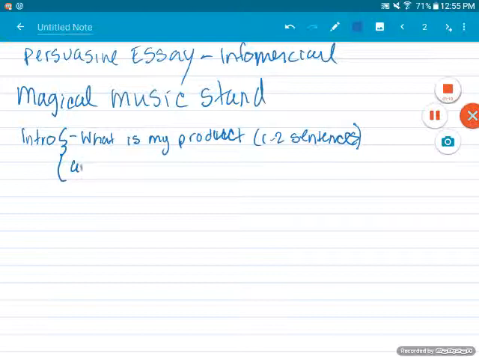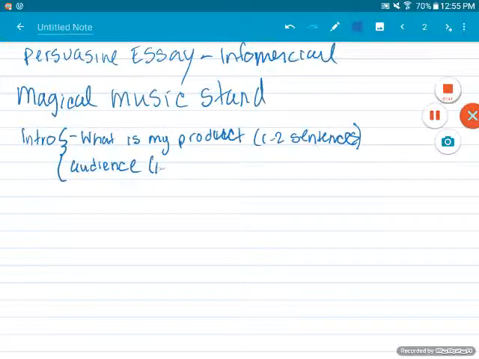Then I would go ahead and discuss who is your audience. Who is this for? My magical music stand could be for musicians. It could be for teachers. It could be for presenters. It could be for a student presentation. It could be for people who need to put something somewhere while they're talking, right? And so that's my audience, and so I'm going to address that.